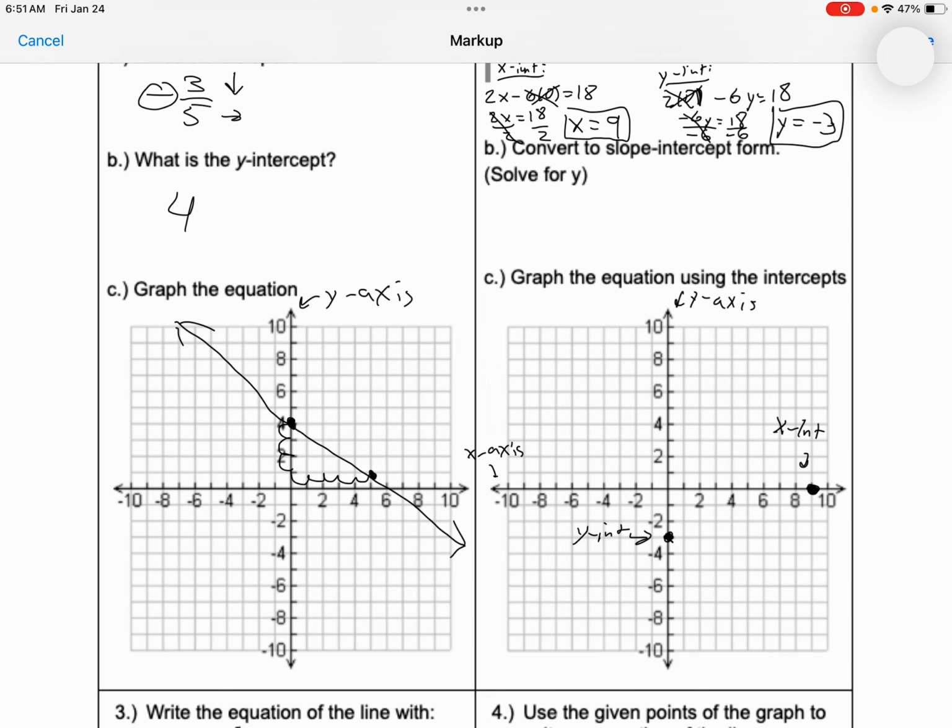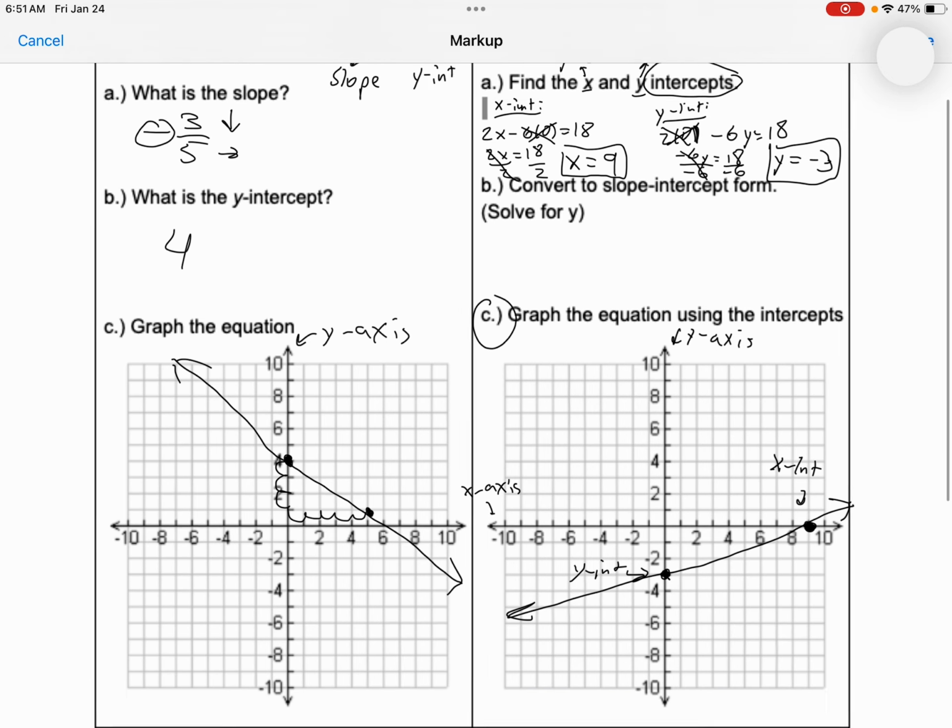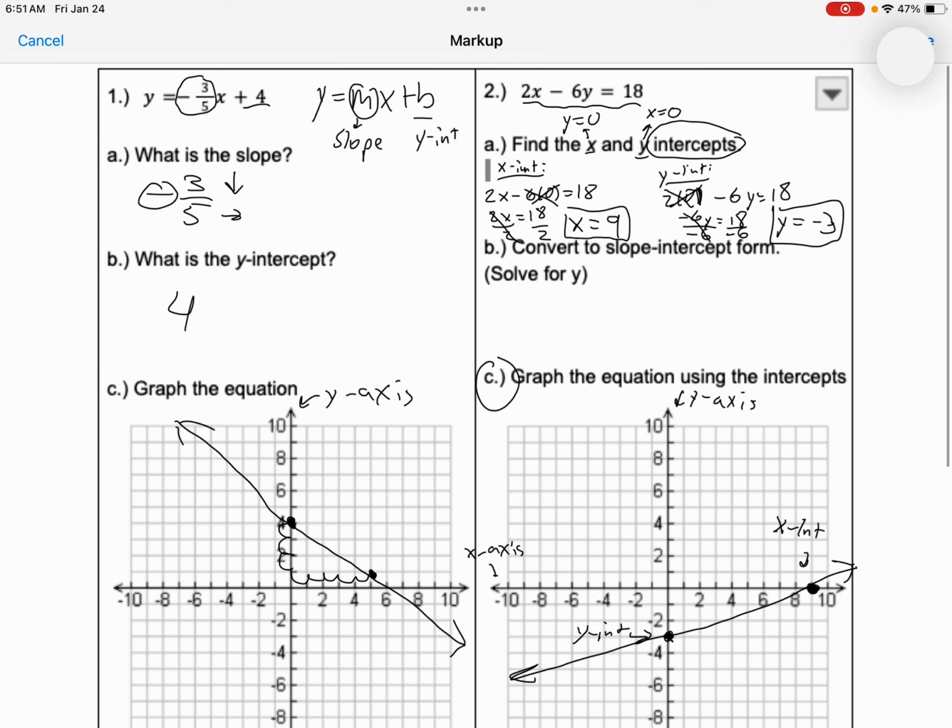Now I'm going to skip part B, because right down here it says graph the equation using the intercepts. Once I have these 2 points on there, the x-intercept and the y-intercept, I can draw the line that goes through those 2 points. So part C is done. The only part that we're missing is part B, which is to convert it to slope-intercept form or solve for y, which essentially means we want to take this equation that we have on number 2 and make it look kind of like the equation that we have on number 1.